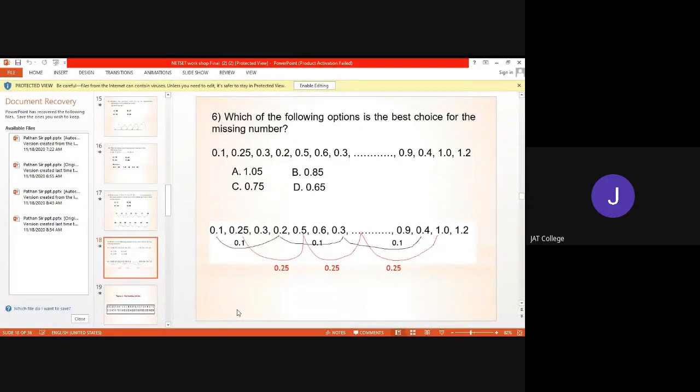Understand? So the missing number after 0.3, we are not doing this. Look at here, we have to find out. So look at here, 0.1 to 0.3, there is a difference of 2. And when we consider 0.25 to 0.5, again, there is a difference of 0.3 and 0.2. Understand? So 0.25 to 0.5. 0.75 will be the answer.